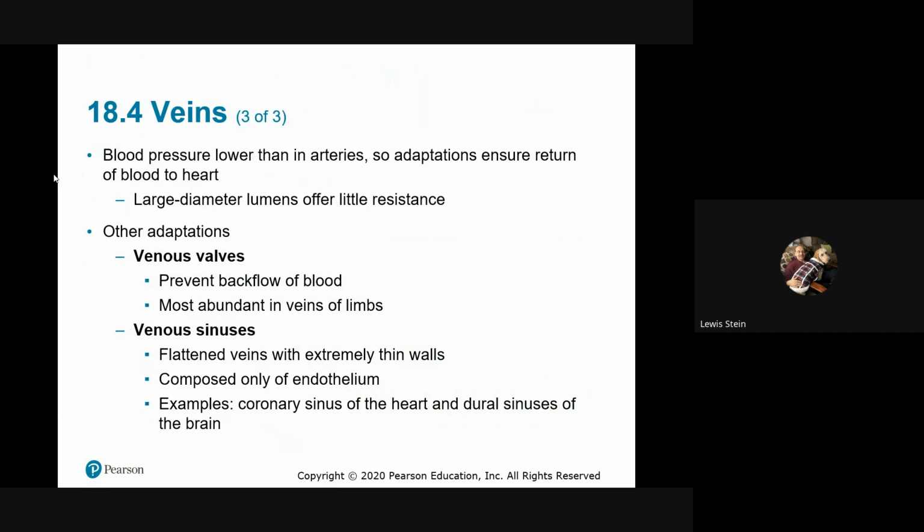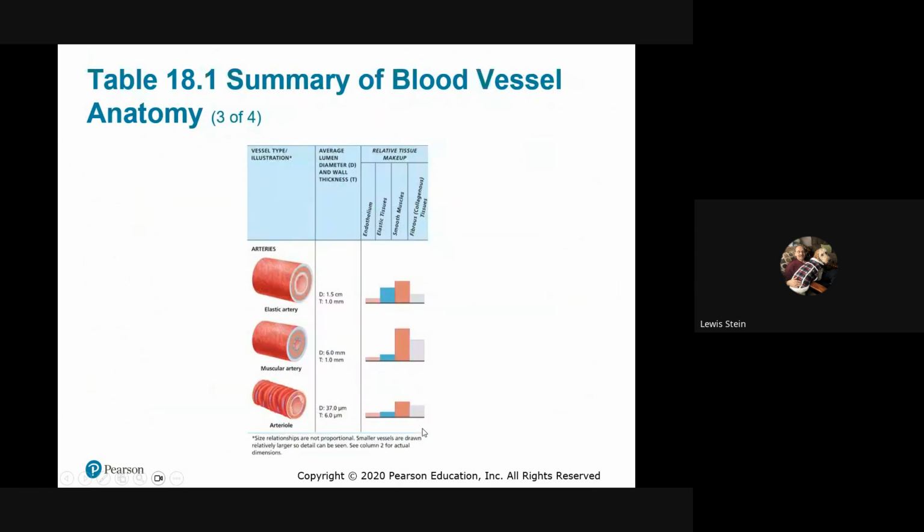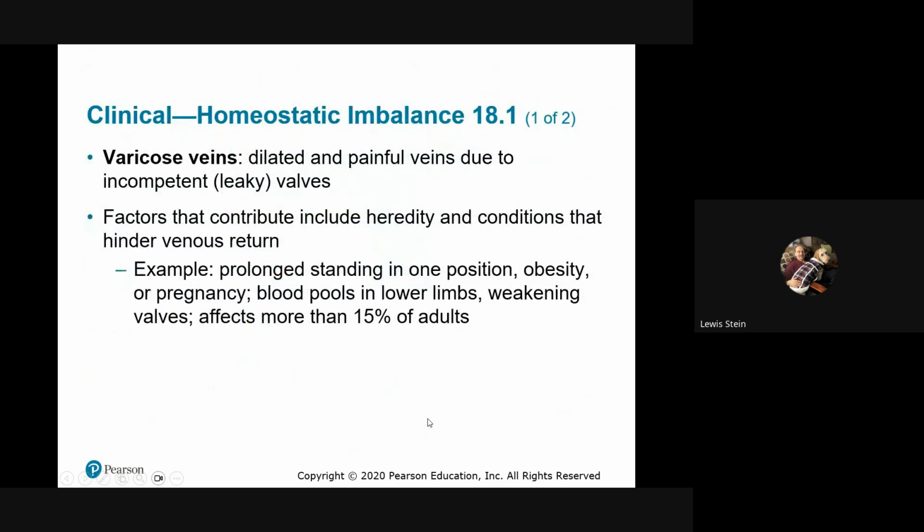So sinuses: flattened veins, thin walls, only endothelium. The sinus in the back of the heart we talked about, sinuses in the brain. This is the illustration we saw before. Incompetent valves are a big part of it. There are two vein systems.